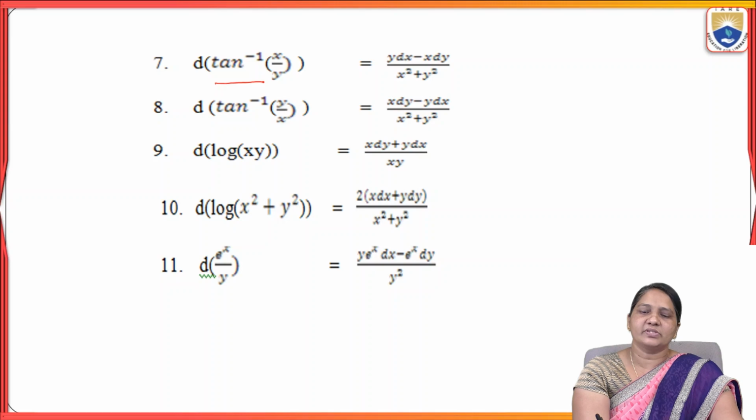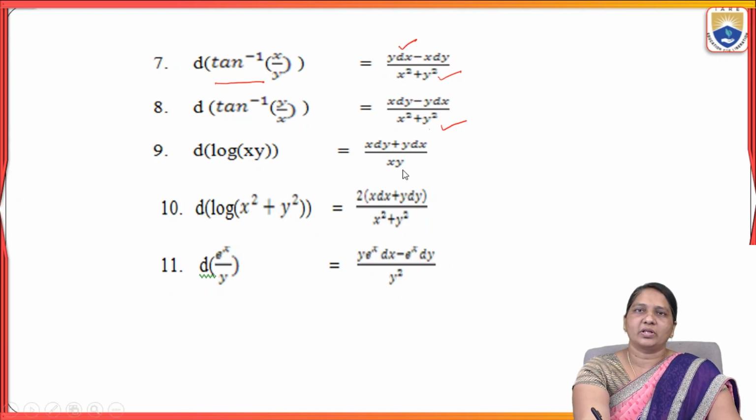d of tan inverse x by y is y dx minus x dy by x square plus y square. And d of tan inverse y by x is x dy minus y dx by x square plus y square. So here we are having x by y, so y dx starting. If you are having y by x, here x dy starting. You have to remember like that.